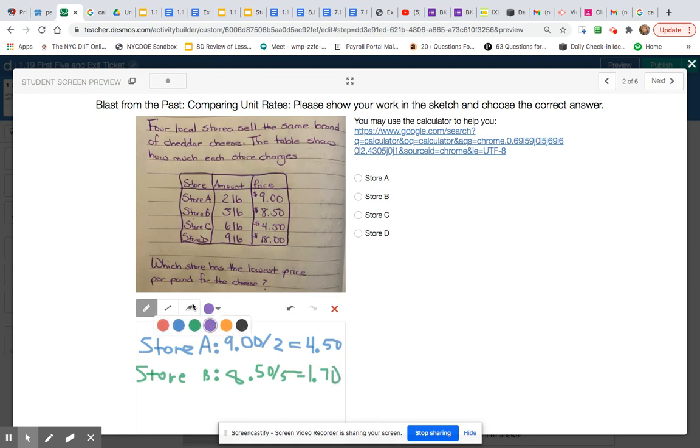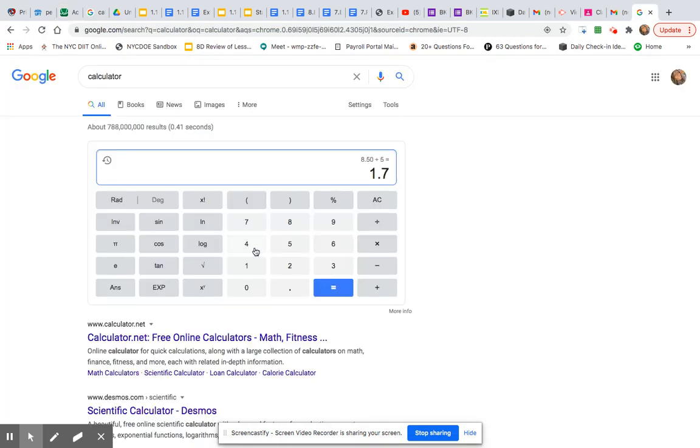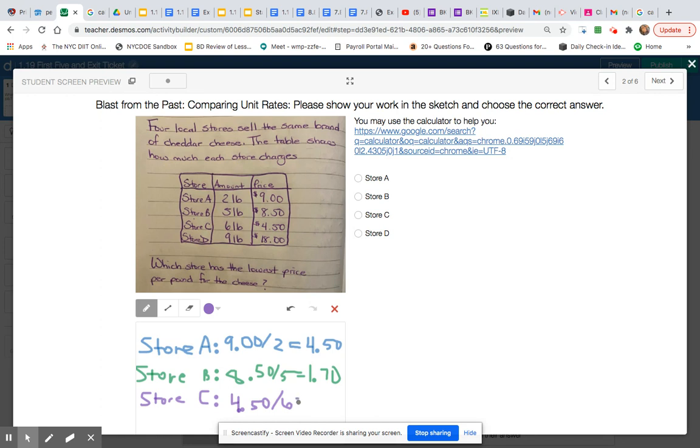So now we're going to do the same thing for store C. Okay. So we're going to do 4.50 divided by 6. Same thing. Notice, guys, I'm doing the same thing. Nothing is changing. I'm finding my constant of proportionality. Okay, 4.50 divided by 6, that's 75 cents. So at store C, each pound of cheese costs 75 cents.